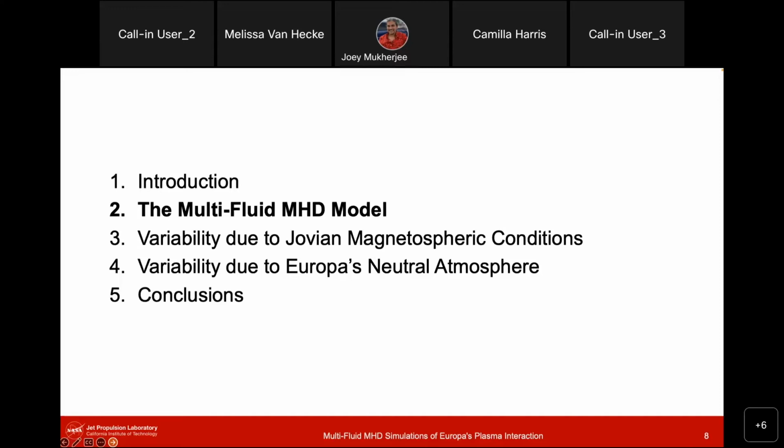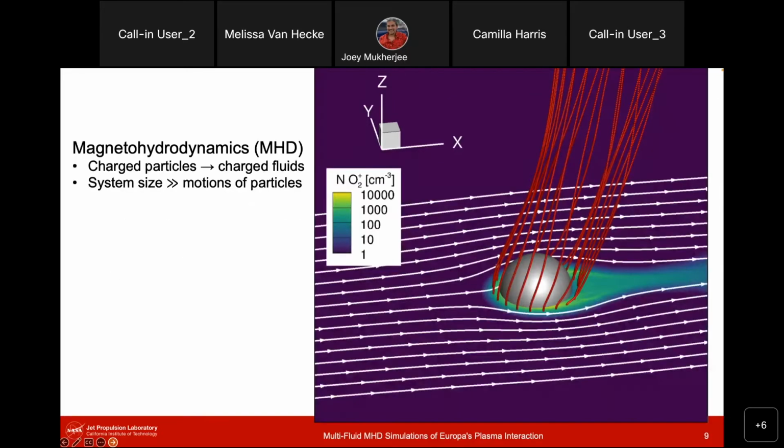Now I'm going to talk about the model. As I mentioned, this is a magnetohydrodynamic model, and that's my favorite 5-syllable word. The core conceit of magnetohydrodynamics is that you have these ensembles of charged particles, and you can model them instead as charged fluids. And this is really powerful because there's this whole body of computational fluid dynamics that you can now apply to the problem.